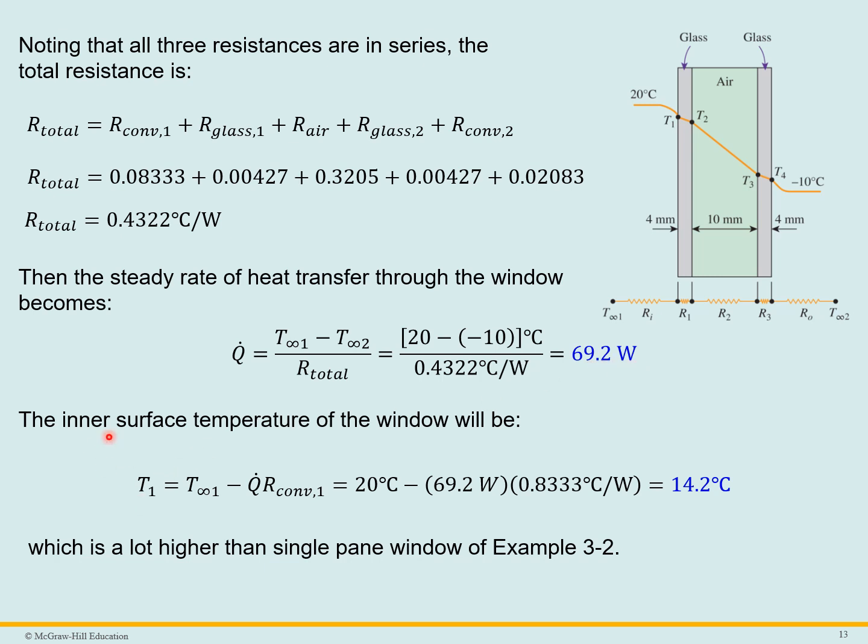So we can repeat the calculation for the inner surface temperature of the window, and we get 14.2 degrees C. So this is a lot higher than the single pane window, and this is why it's preferred to have double pane windows in your home.